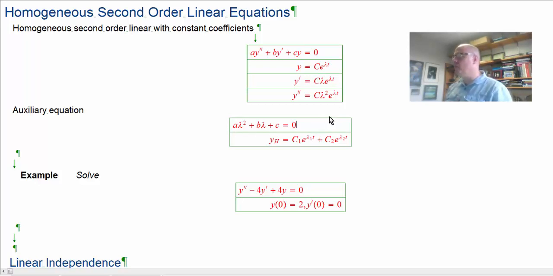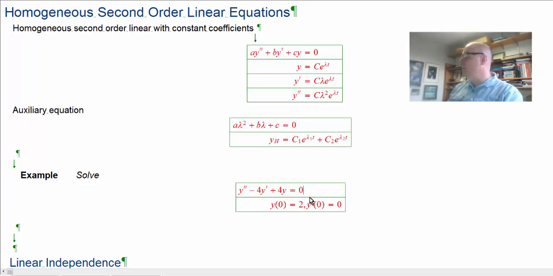We get our auxiliary equation. Solve the auxiliary equation for the two eigenvalues, and we get our homogeneous solution of some constant e to the lambda 1 t plus some constant e to the lambda 2 t. How do we figure out the constants? Initial conditions. Let's do another example.